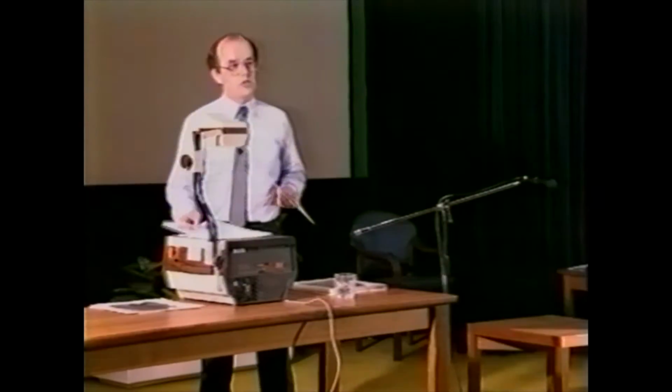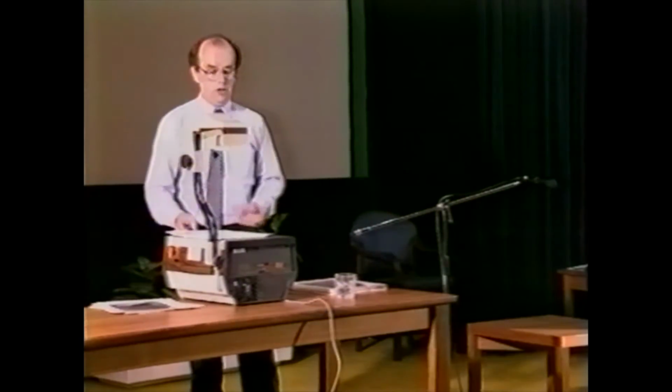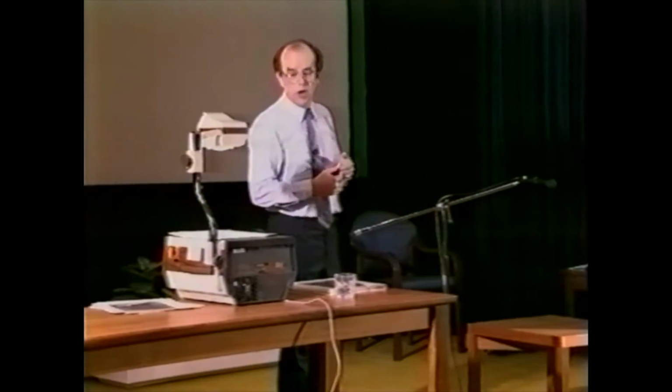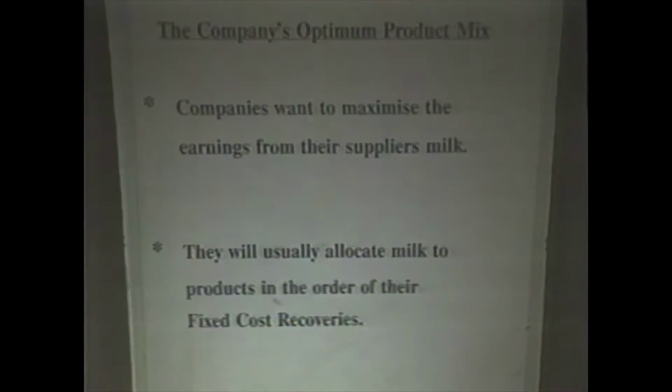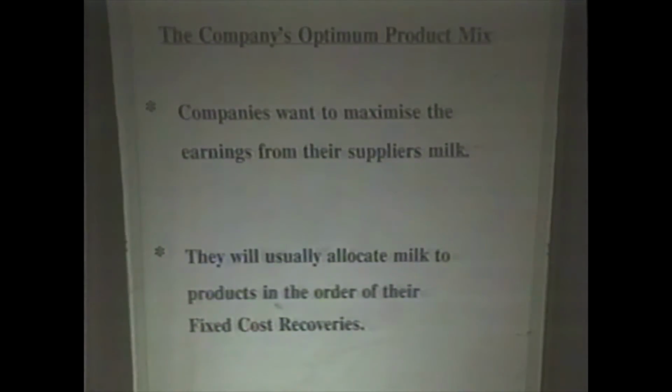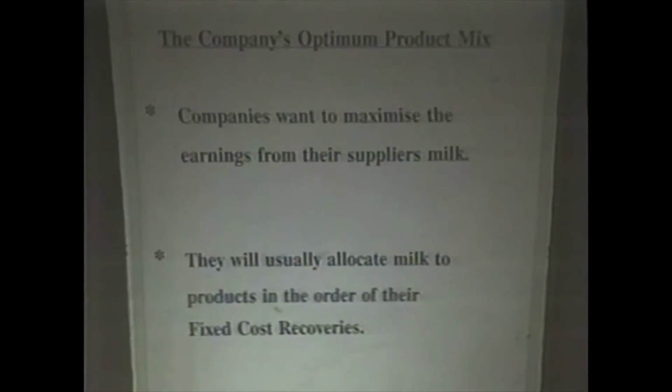If that's the price that the company's being paid, essentially by their market, which is selling product to the board, the company is going to use its milk to earn as much as it can from its market. So it's going to allocate the milk in the order of those fixed costs payments which are included in the prices that they're being paid.